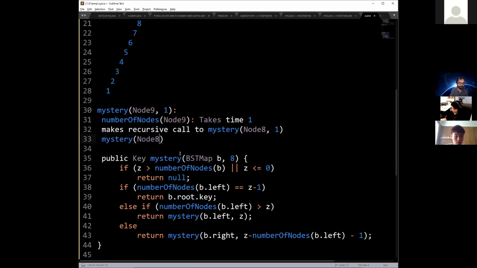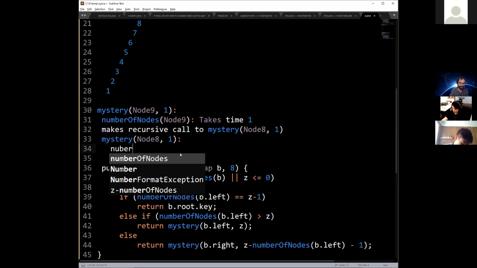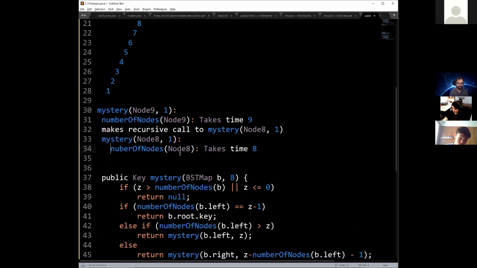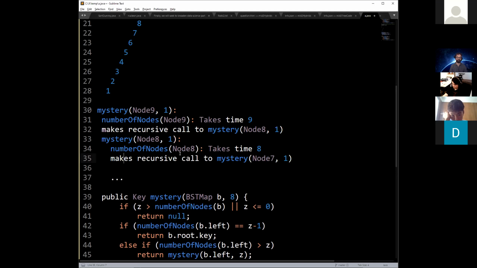Thank you. I think your analysis was great. That's what I would say. So this calls number of nodes node 8, which takes, sorry, it's just 9. And this is kind of a loose proof, but I think it makes the point. And so forth. All right.